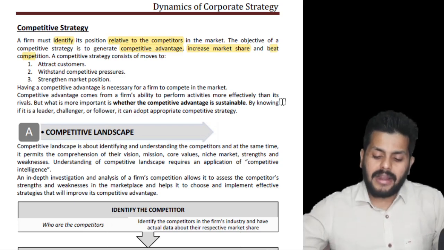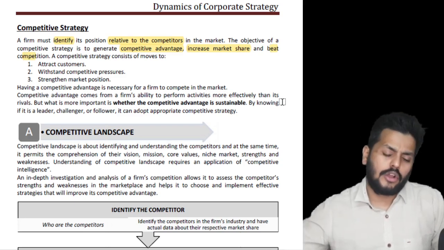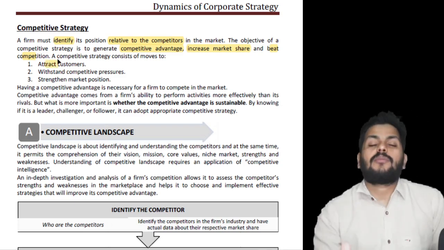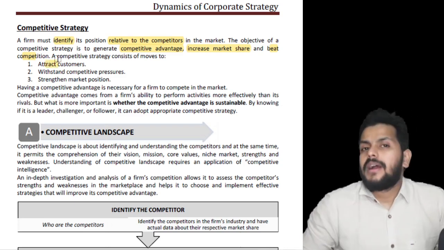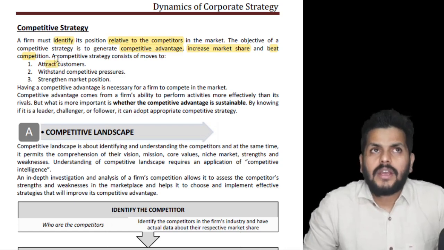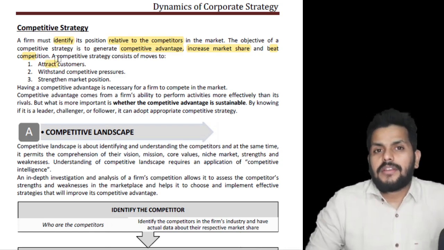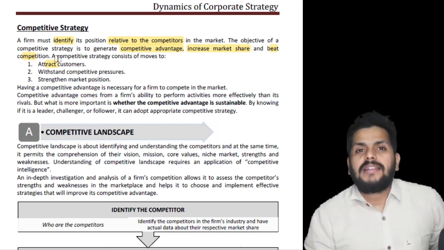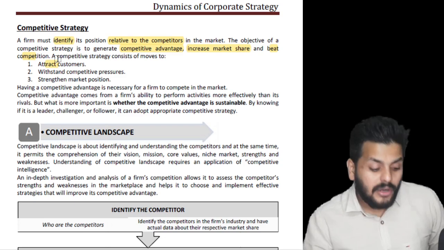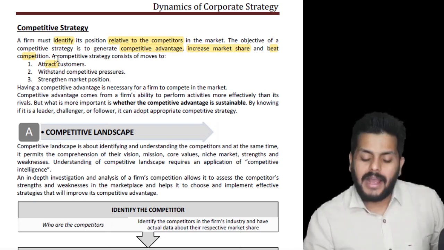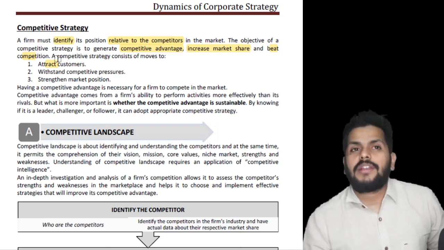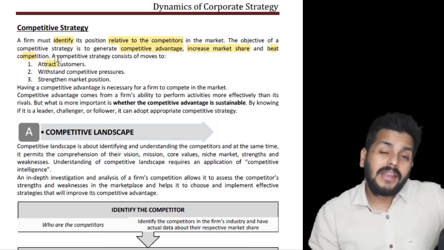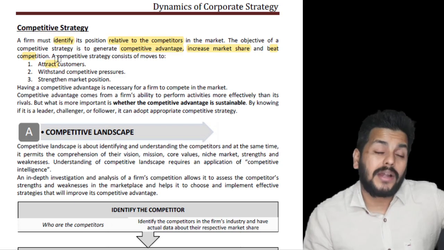A competitive strategy consists of anything that you do, or all moves that you make, to, one, attract customers, because that's the toughest task here. Attracting customers is not an easy task. Why? For a very simple reason: if you want to attract customers, they should know exactly what you are dealing with. For that, you should know what the customer wants. I am not saying it is impossible, I am just saying it is a task that we have to do. Throughout our syllabus, many places highlight what the customer needs.